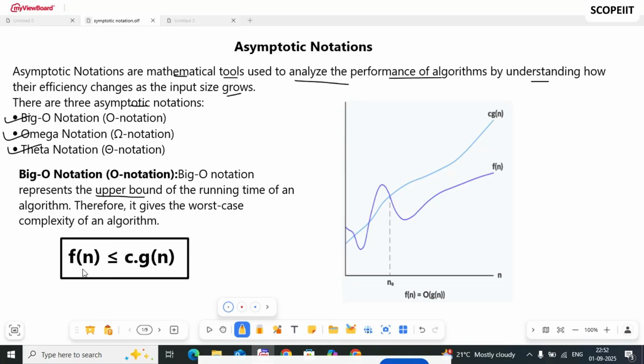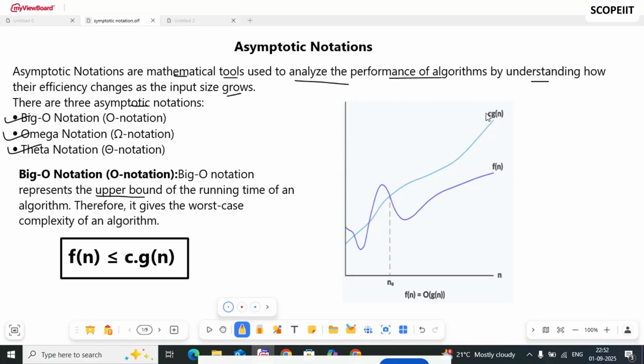And I already told you the equation: f(n) should be less than or equal to c·g(n). You can see the graph. In this graph, f(n) is less than c·g(n), so f(n) will be below and c·g(n) should be upper. That you should take note of.